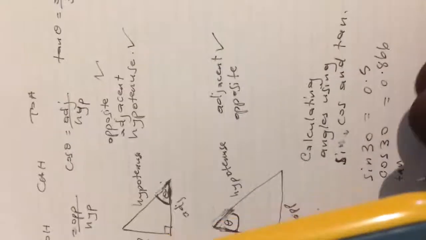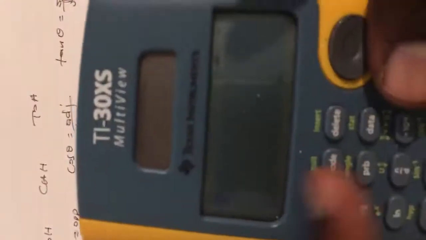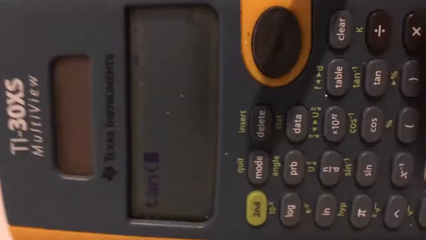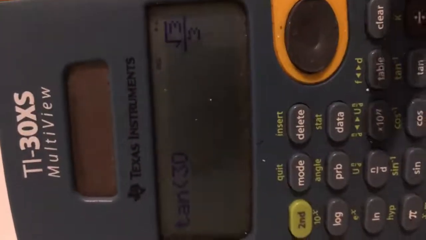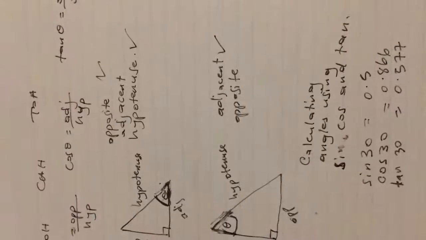Similarly, if you're doing tan 30, what's the value for tan 30? Tan 30, you're going to do the same thing. You press the tan button. Then you press 30. And you equal it, and you get root 3 over 3. Let me convert that to a decimal. So the value is 0.577. So tan 30, 0.577. So that's how it works. So that is the easy part.